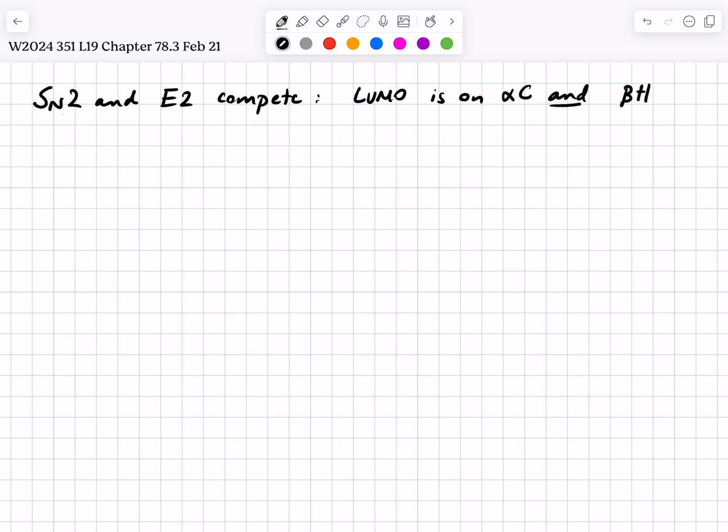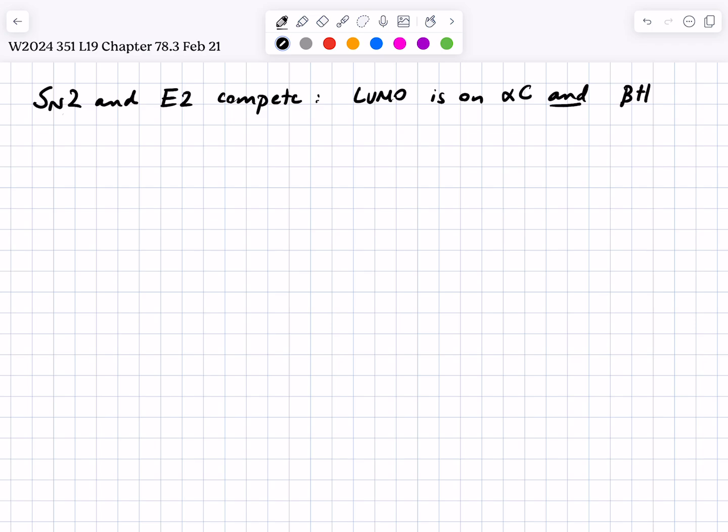We are continuing on with our discussion of substitution and elimination chemistry. The key issue last time was that the SN2 and the E2 reactions compete with each other because the LUMO of an alkyl halide is both on the alpha carbon and on the beta protons. So I thought it would be good to contrast both reactions, see where they differ, and see what considerations can help you decide whether a reaction should go the SN2 way, the E2 way, or perhaps lead to a mixture of products. And I'm going to show you a situation which will lead to a mixture of products.